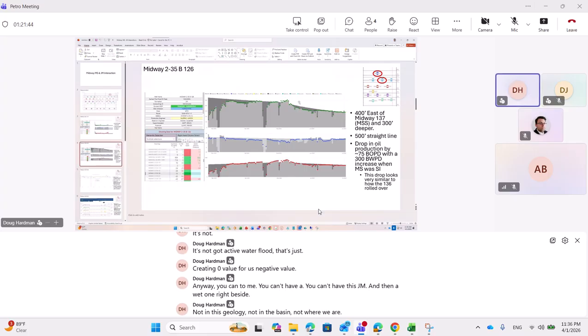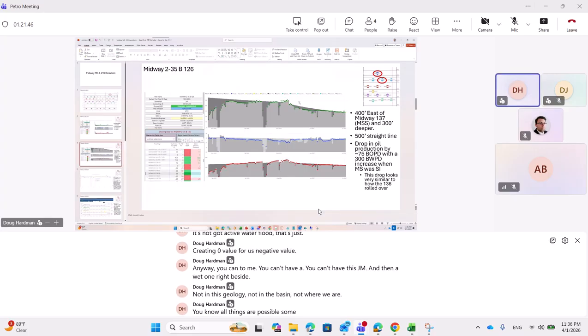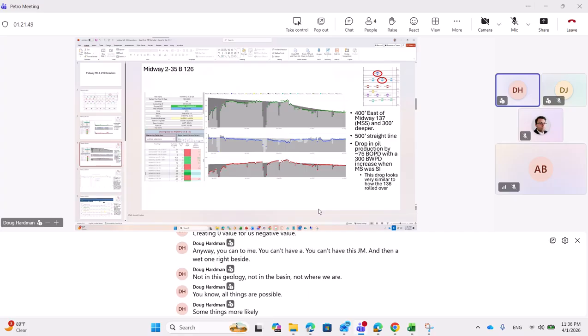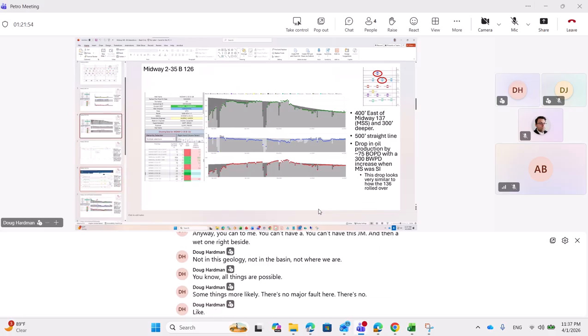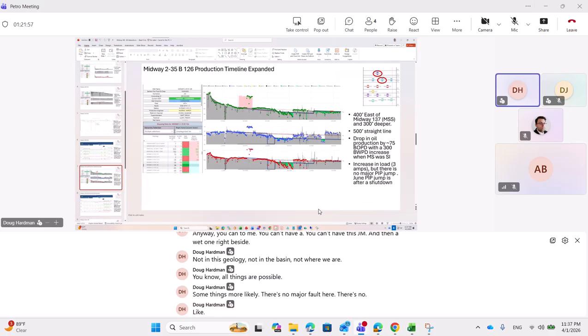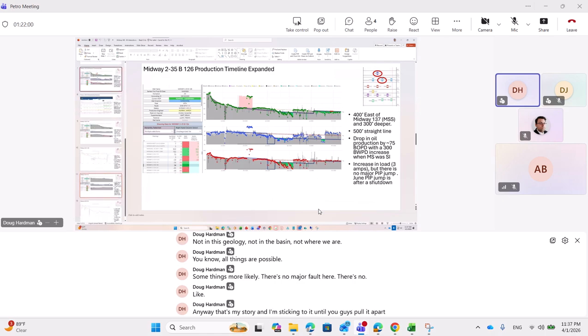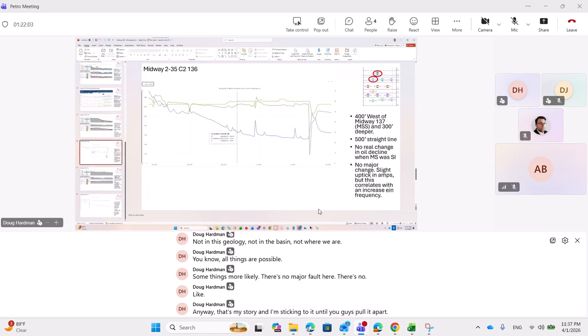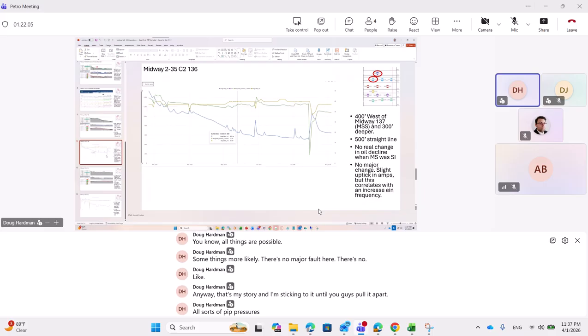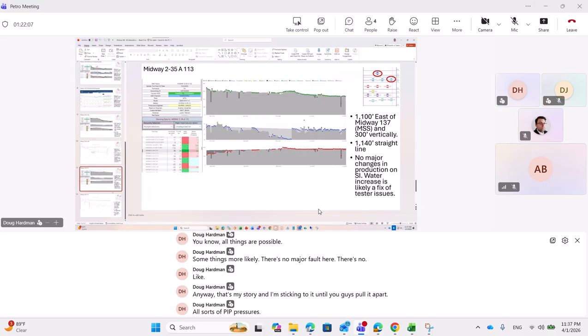All things are possible, some things more likely. There's no major fault here. Anyway, that's my story, and I'm sticking to it until you guys pull it apart. All sorts of pit pressures.